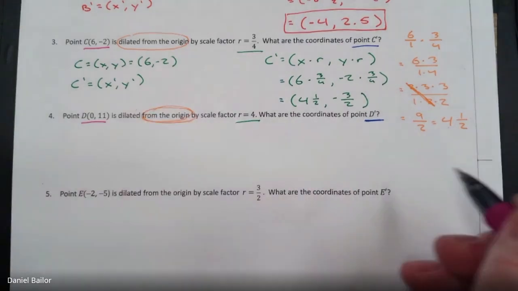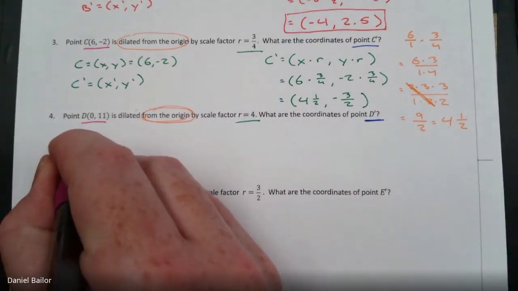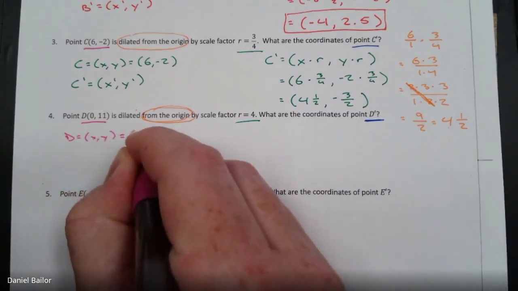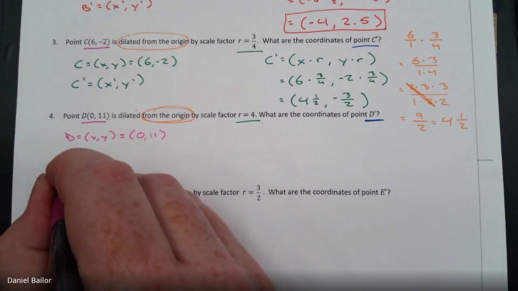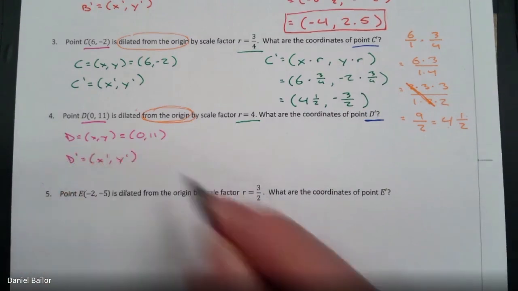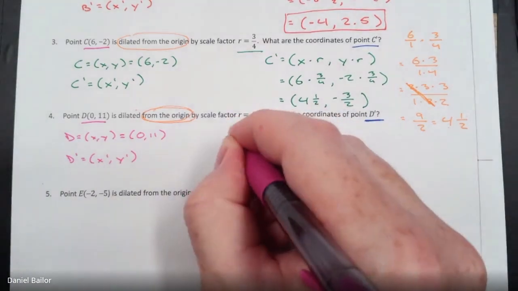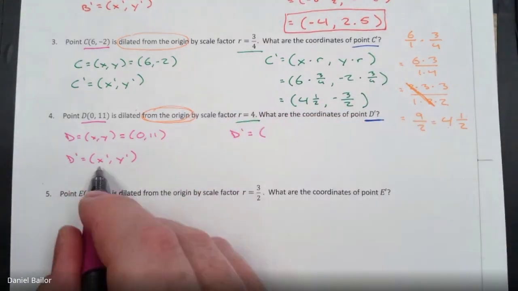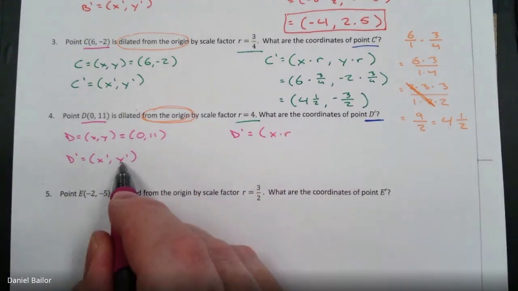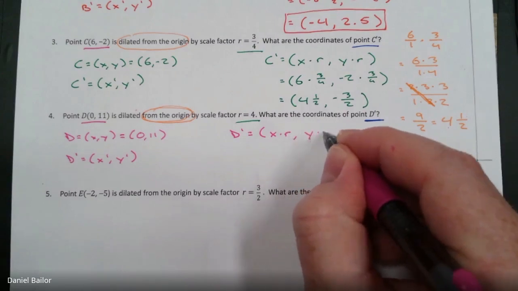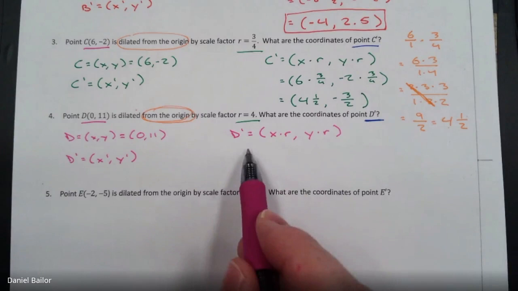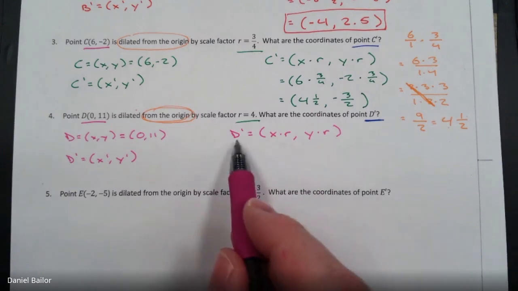Let's write down what we know. We know D is the original x comma y, and we know that is 0, 11. We know D prime is going to be x prime and y prime. And we know that x prime is made when we do x times the scale factor, and y prime is made when we do y times the scale factor. Now we just use the information we have to solve and find D prime.